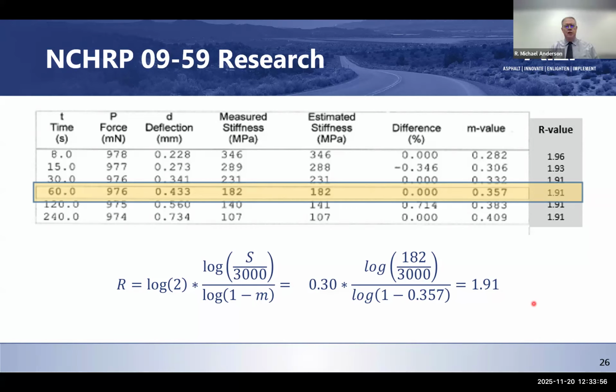The calculation is pretty straightforward, as you can see here. Plug in the stiffness 182, the M value 0.357. You do the calculations and you get an R value of 1.91.